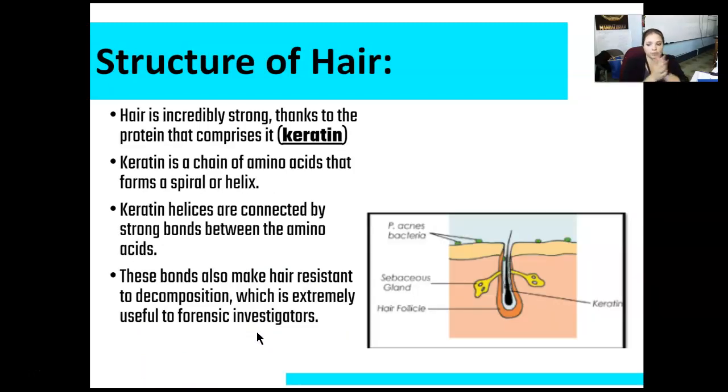All right, so going on a little bit further to the structure of hair. Hair is incredibly strong thanks to a protein called keratin. And keratin is a chain of amino acids that form a spiral helix. And keratin helixes are connected by strong bonds between the amino acids. So it's like all connected together. These bonds also make hair resistant to decomposition. This is the huge thing. It's resistant to decomposition, which is extremely useful to forensic investigators because you can use it well after this person is dead and gone, whether by natural causes or not.